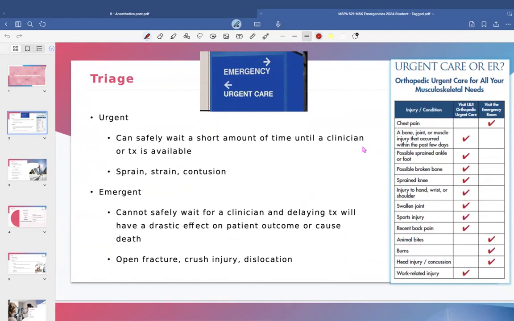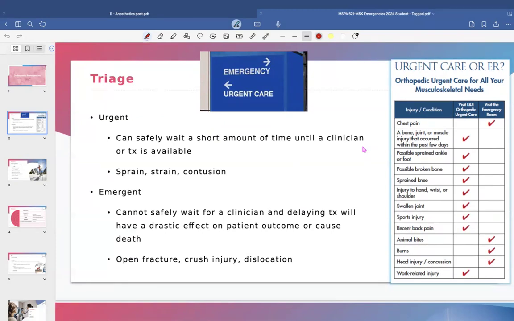So, making sure that you are treating what you can: sprains, strains, contusions, things like that, you can safely do at an urgent care. But if you don't have X-ray capabilities, or if you feel like you are going to be delayed in treatment, or that it would hurt the patient, you should send them to an emergency room. Things that for sure you should send to an emergency room are your open fractures or crush injuries where you're thinking that the patient could have compartment syndrome.